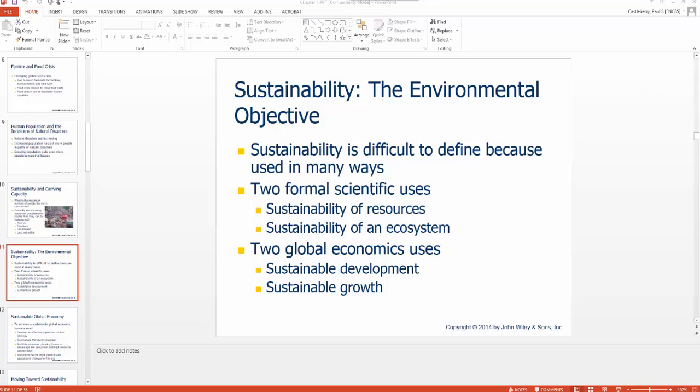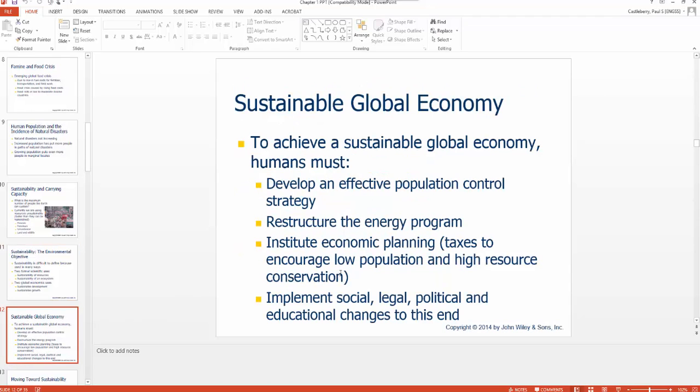Now, if we look at sustainable development in an economic context, what we're referring to is economic development that can be maintained for an indefinite time without depleting the resources that support it and is socially just to all people. If we look at a sustainable global economy, this applies the same principle to the entire planet. Now, there are multiple attributes of a sustainable economy. Achieving the sustainable global economy requires that we develop effective population control strategies.